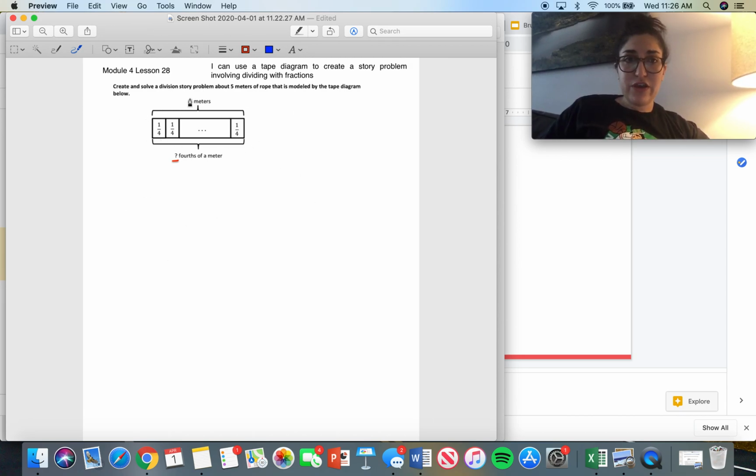So the first thing I see is that it's telling me something is 5 meters. And if I look, see how it's showing me the whole thing is 5 meters? So the first thing I know is that my whole, or the whole amount, is 5m. M is going to be for meters. So the whole thing is 5 meters. And then what else do I see?